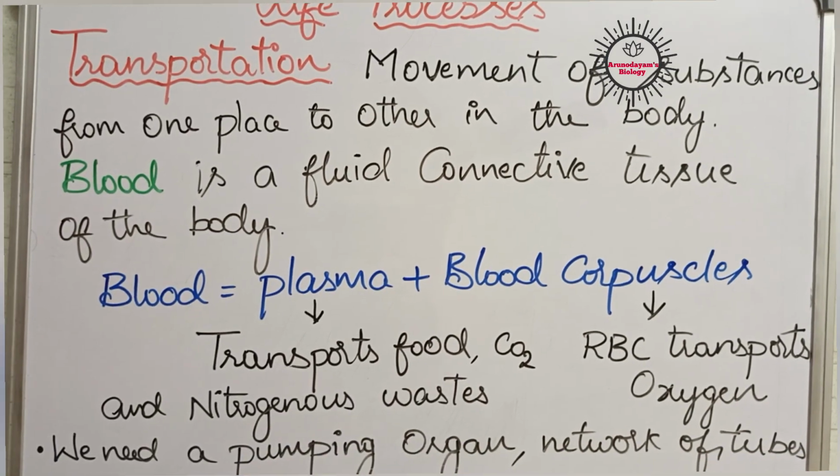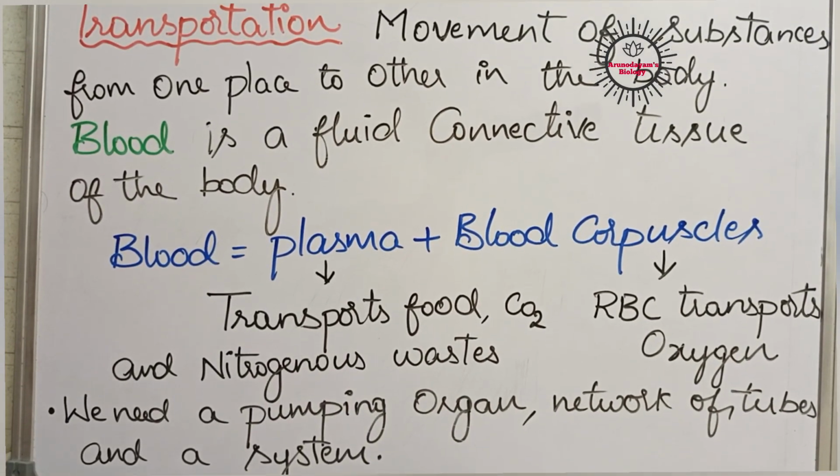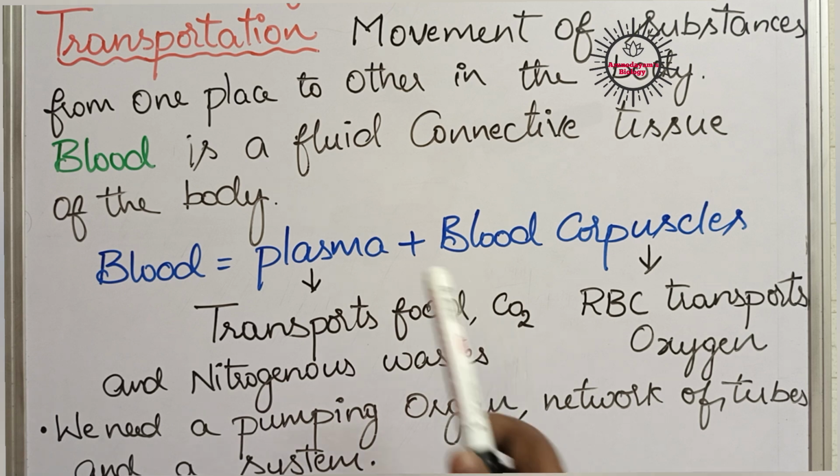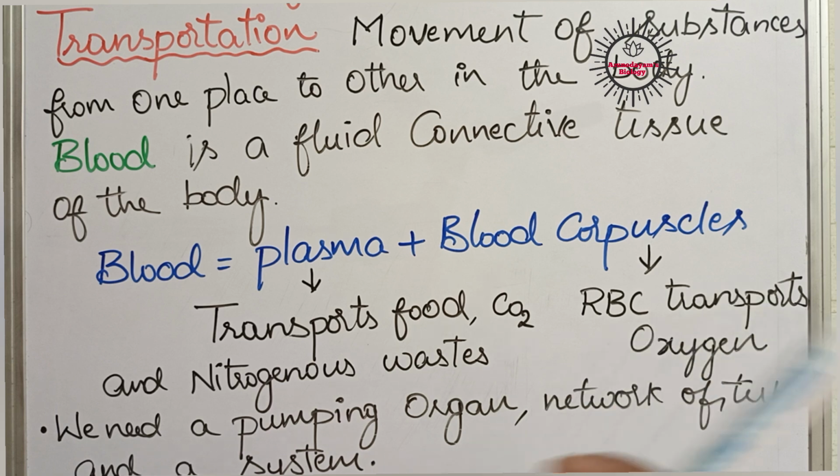First of all, what is the main component of transportation? The main component of transportation in our body is blood. In our previous class, that is in ninth class, we studied that blood is a fluid connective tissue which transports food, oxygen, and waste materials.